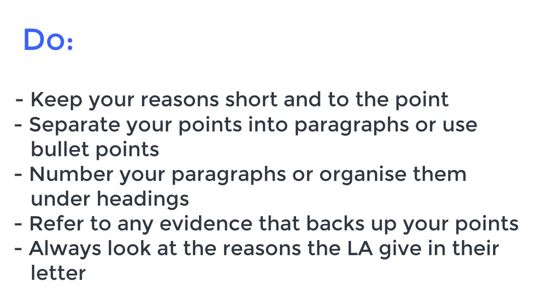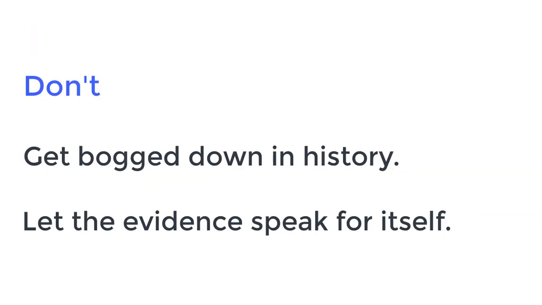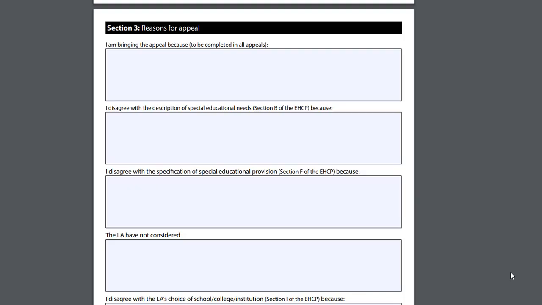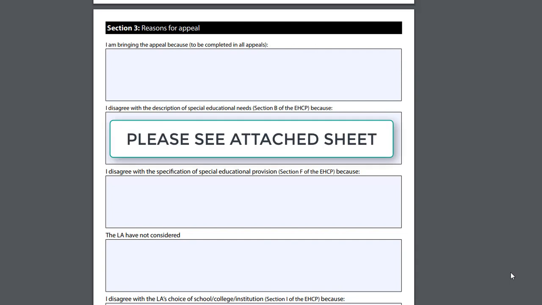Always look at the reasons the local authority give in their letter. You will want to make a case against these reasons. Don't get bogged down in history. If there is a long history of difficulties between you and the LA, let the evidence, for example letters or reports, speak for itself.